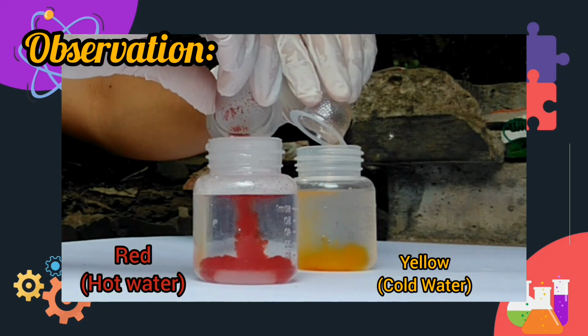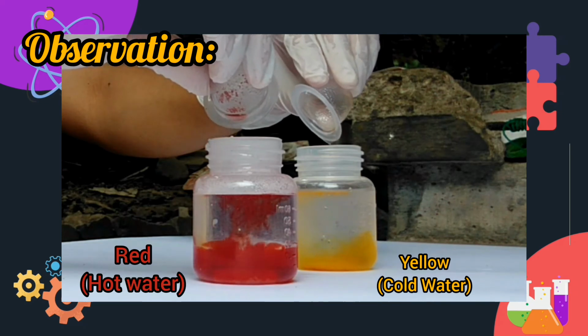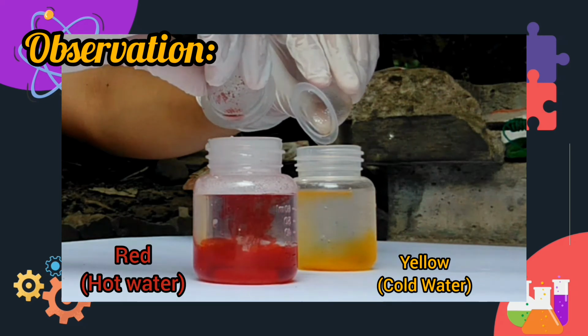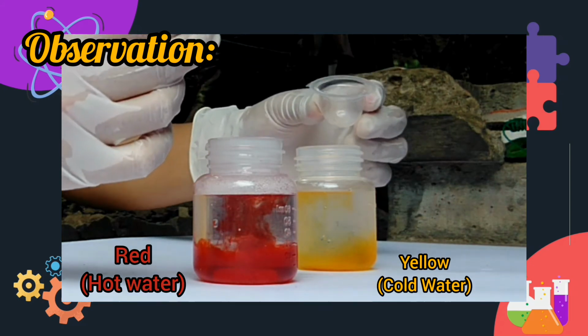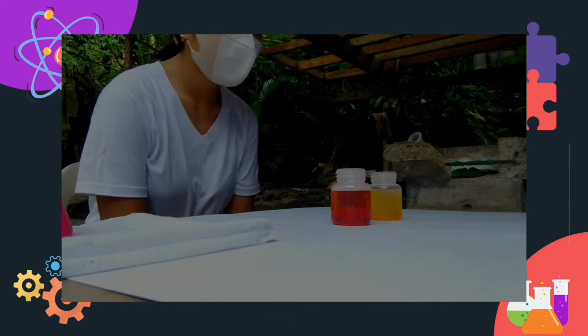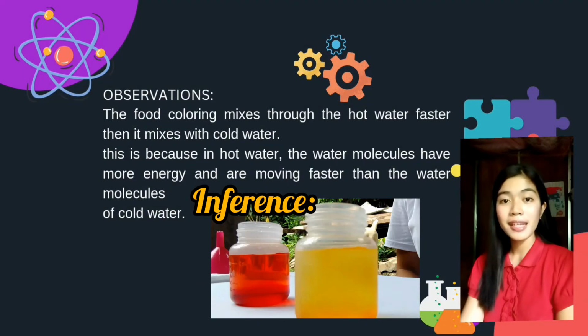Does it move differently in the hot water than in the cold water? The container with the red color dye powder is the hot water, and the other container with the yellow color dye powder is the cold water. As we have observed, the dye mixes through the hot water faster than it mixes with cold water.